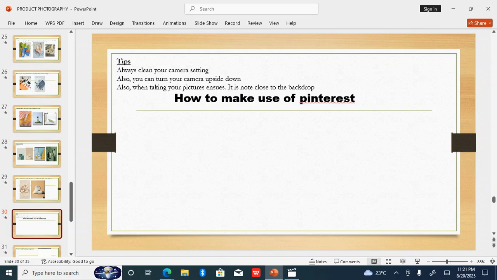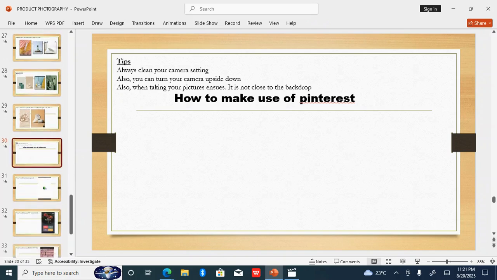And also, when you're taking your product pictures, ensure that the product itself is not close to the backdrop. Sorry, there's a mistake here. Ensure that your product itself is not close to the backdrop. So yes, ensure it's not close to the backdrop.